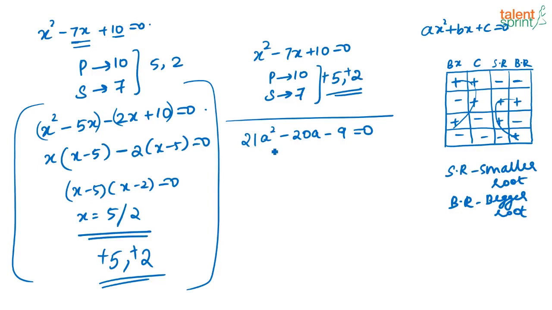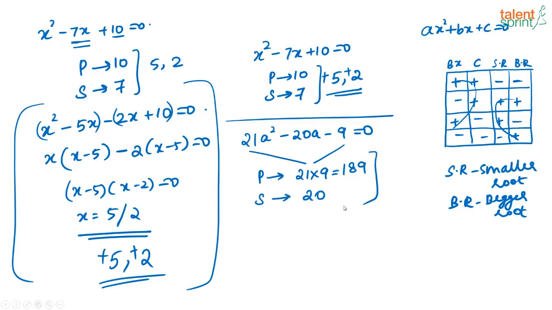I need two numbers. Whenever you have a coefficient other than 1 for the square term, you have to multiply these two. Take the product of this coefficient, that is coefficient a, and this is c. So take the product of these two. What is this? 21 into 9, that is equal to 189. So I have to find two numbers whose product is 189 and whose sum is 20.